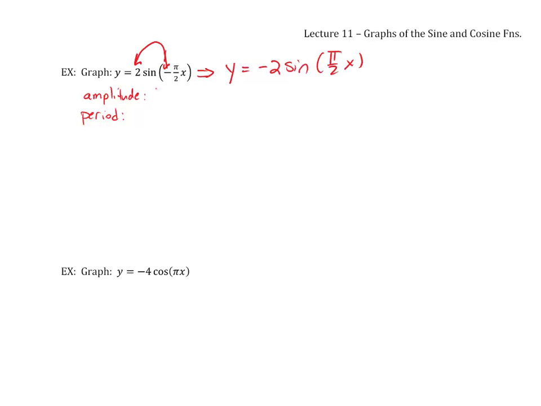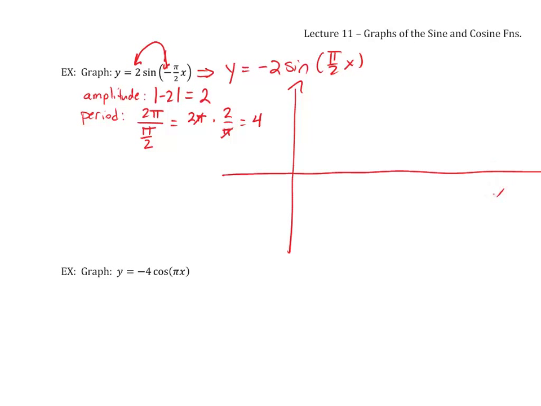So now what's the amplitude? It's the absolute value of not positive 2, but negative 2. But still, the amplitude is going to give me 2. And the period is going to be 2 pi over pi over 2. Now if you invert and multiply, 2 pi times 2 over pi gives me a period of 4. So let's go and look at what this graph looks like.